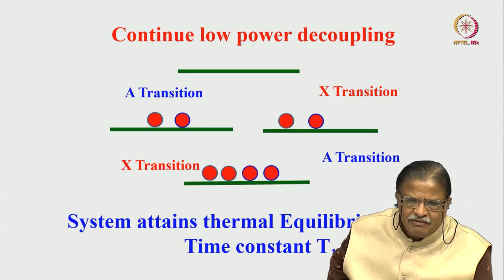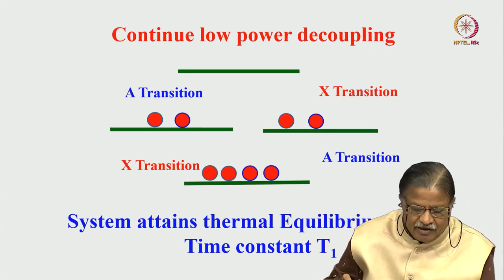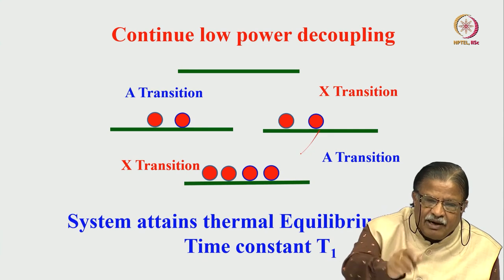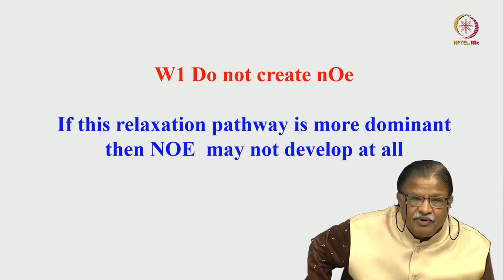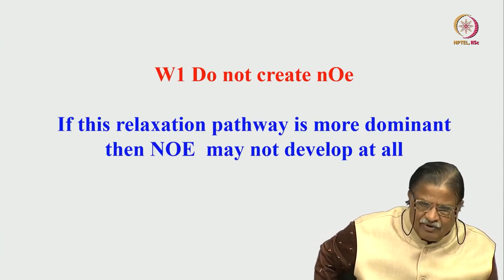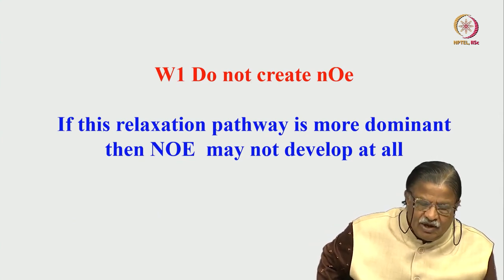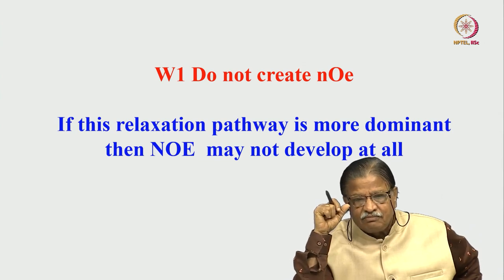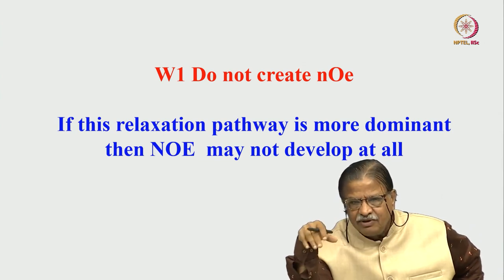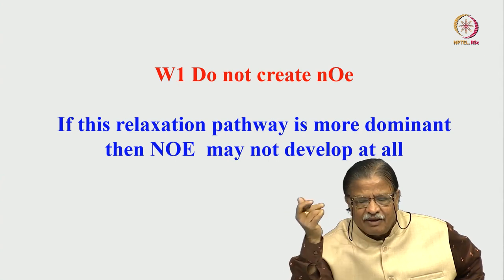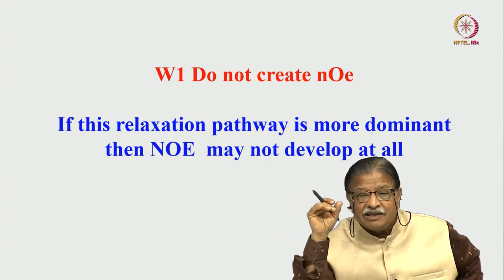Continue low power decoupling, again in thermal equilibrium. That's all what happened. It comes back to equilibrium. So this is the situation. In an NOE, you irradiate one of the peaks and see the effect on the other spin. What happens within the system, you don't know. Spins can relax through zero quantum, double quantum, or other ways. Single quantum relaxation is also possible.